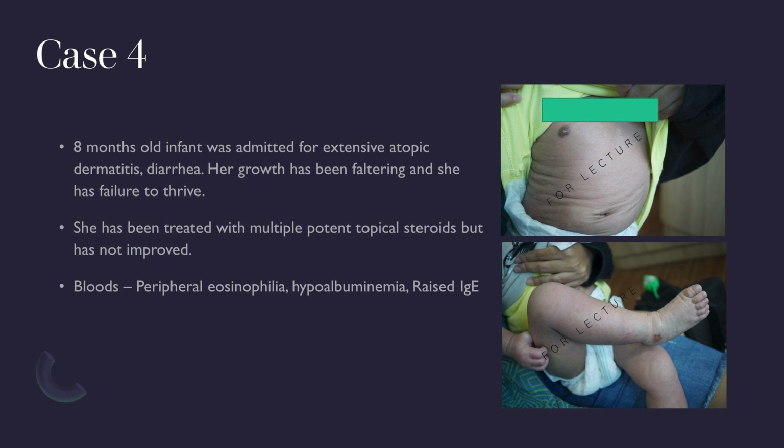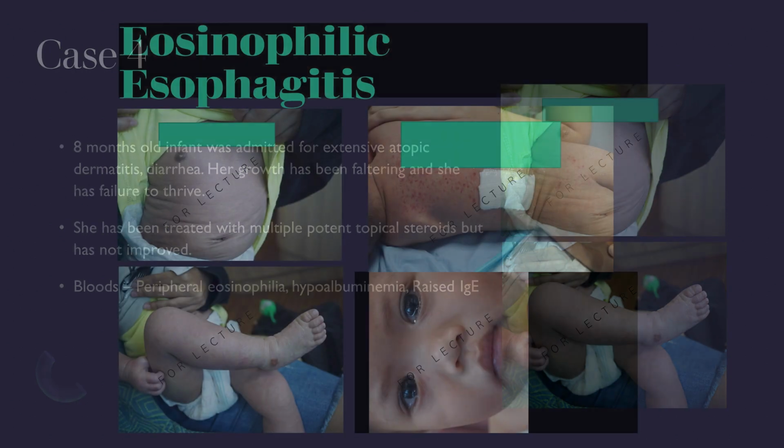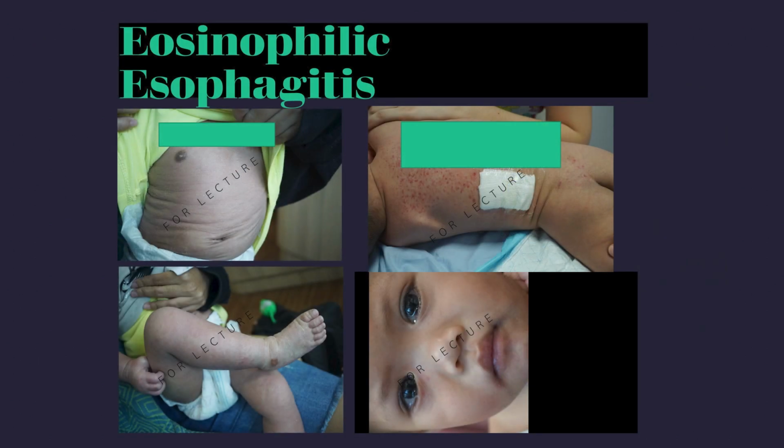I must say, I wasn't the smart one who did all these bloods. It was the pediatricians in KK who did all the multitude of tests. And indeed, they found that she has, so this is basically her. You can see it's very, very extensive. It's all over the limbs. This is actually eosinophilic esophagitis.